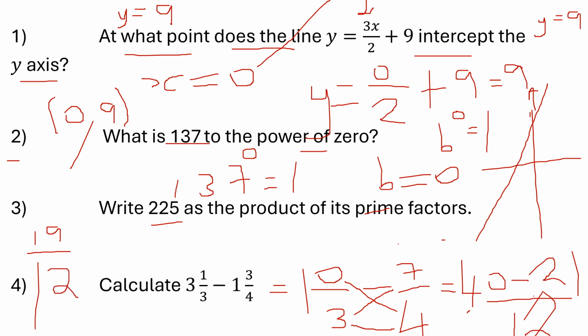As a mixed number, that would be 1 whole and 7 twelfths, because 12 goes into 19 once with a remainder, or leftover, of 7. Hence why we get 1 whole and 7 twelfths. And that, guys, is my answer for question number 4.